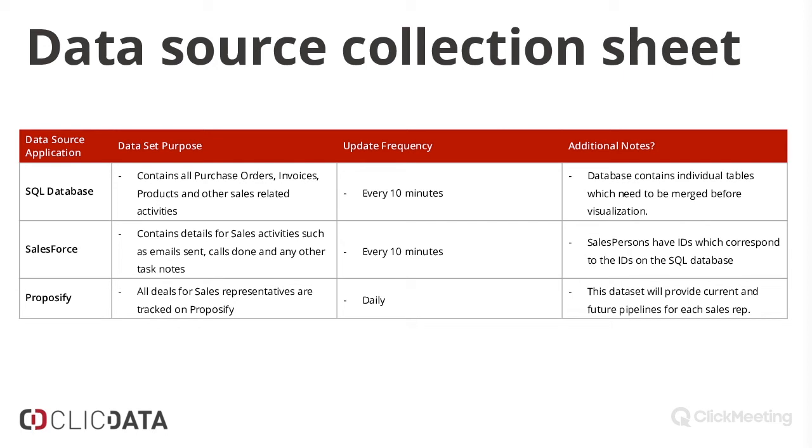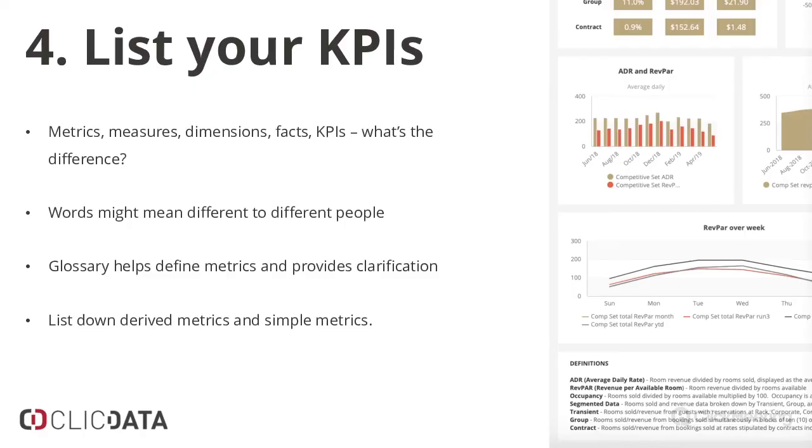Now that I have identified that, the next piece is identifying your KPIs. KPIs could be said in different ways. Some people might call them metrics, measures, dimensions, or facts, but these words might mean different things to different people.